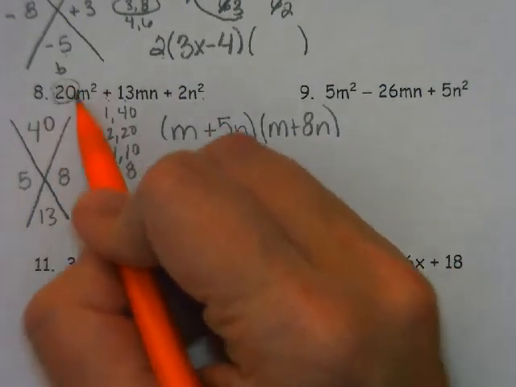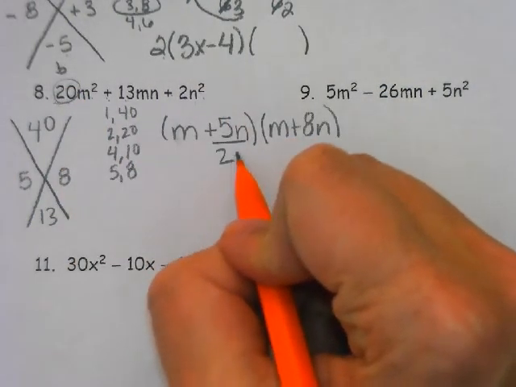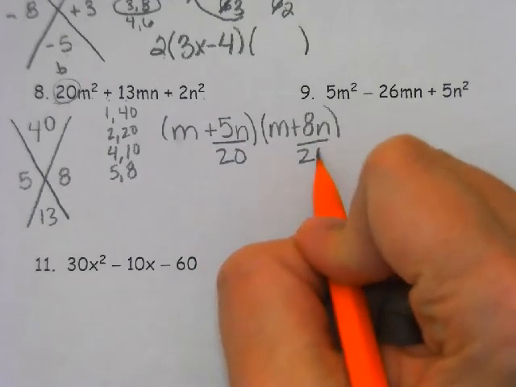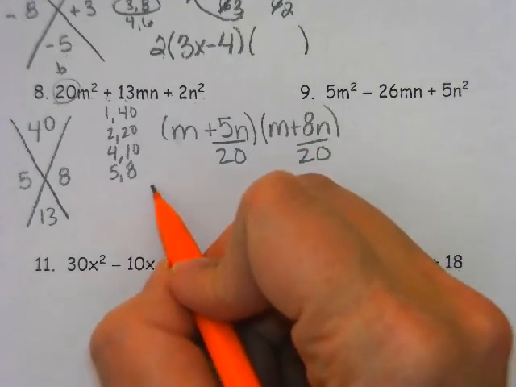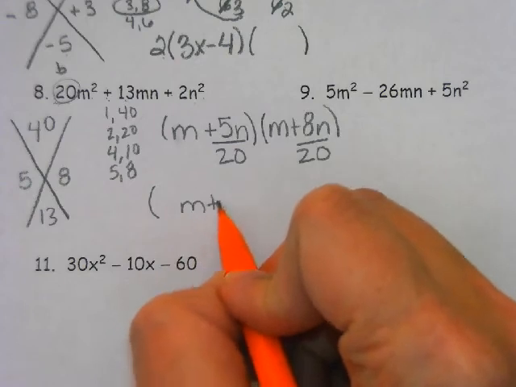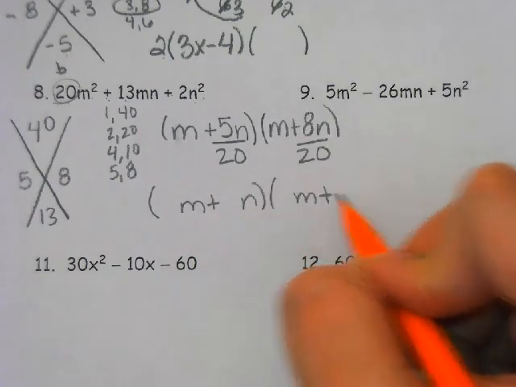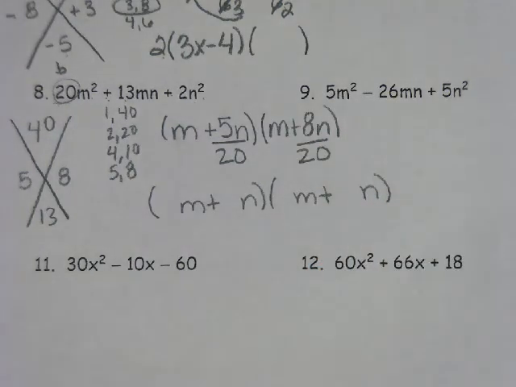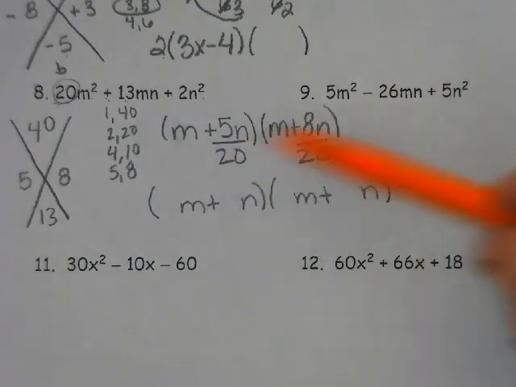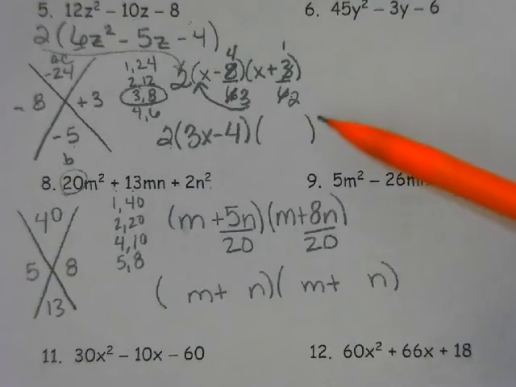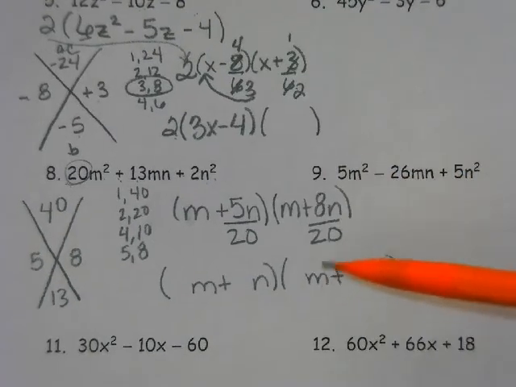My a is 20, right? So you're going to have something m plus something n times something m plus something n. So you need to simplify these like we did up here. Okay, I'm not going to finish that one for you. Do we understand with the 2 letters? Are we okay there? All right, so let's get this done.